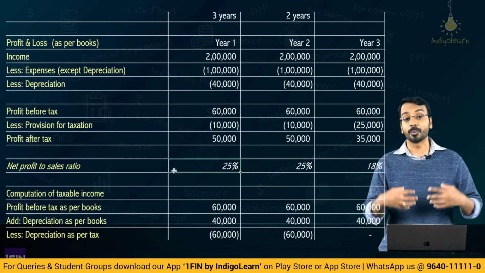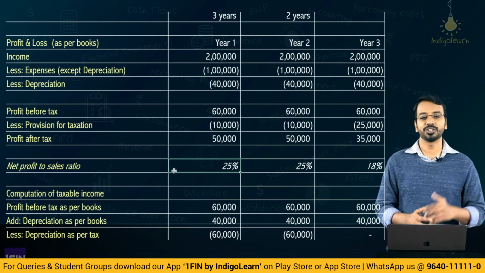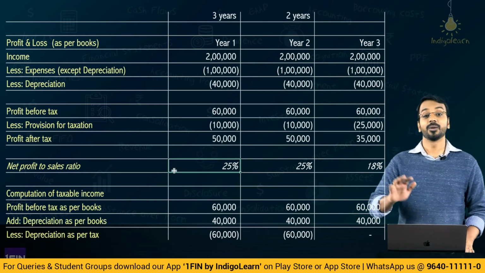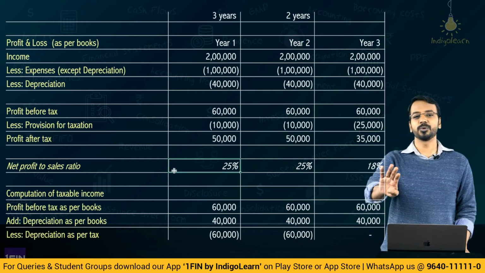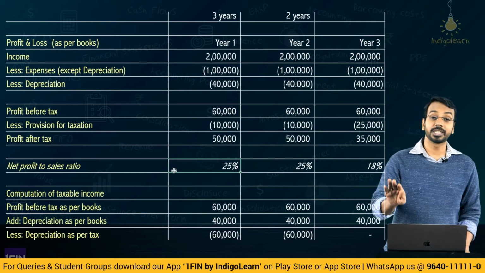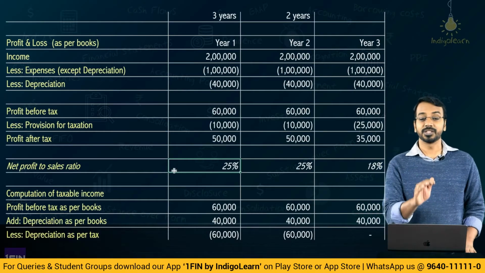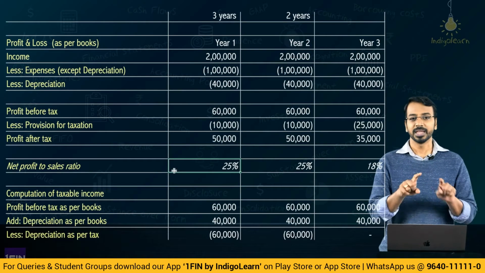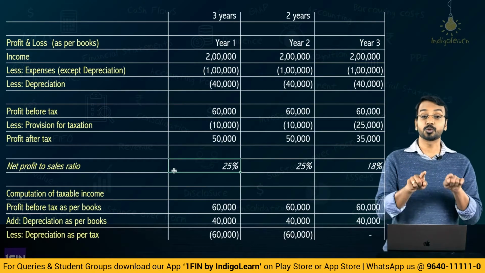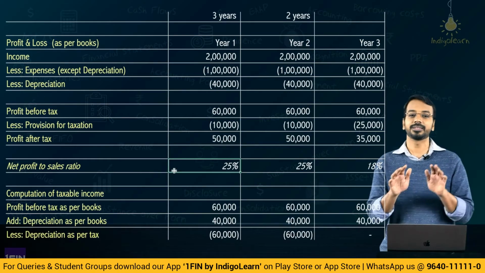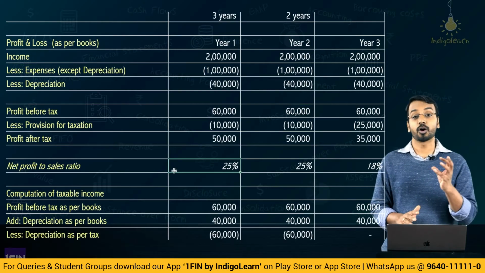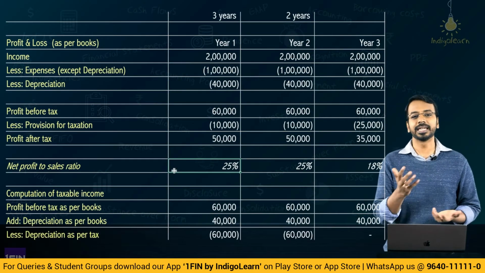Why? Because in the books we said we will claim depreciation of 40,000, 40,000, 40,000, but the income tax authority said keep your depreciation aside, you will have to claim depreciation as per income tax rules, which is 60,000 and 60,000. Please note, depreciation has to be provided as per the taxation rules for computation of taxable income, and you cannot increase or decrease the rate.